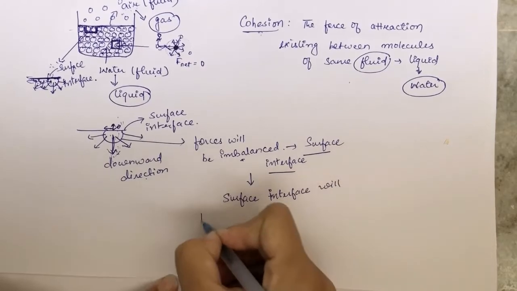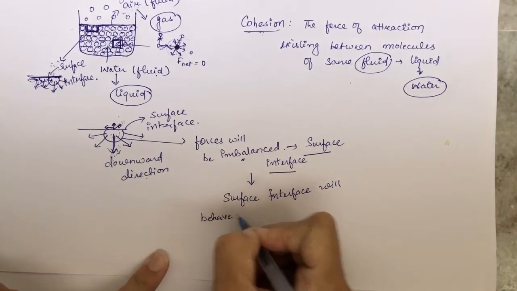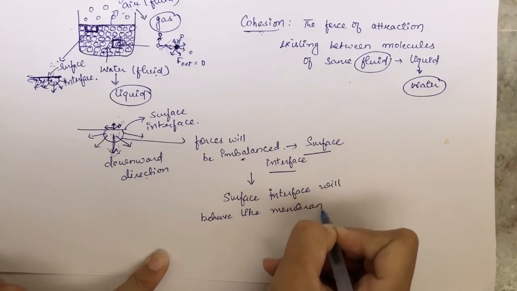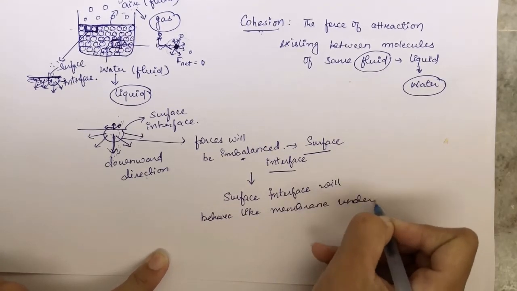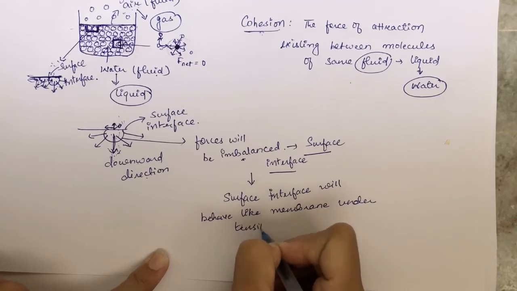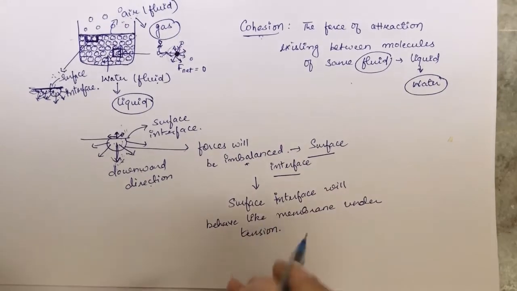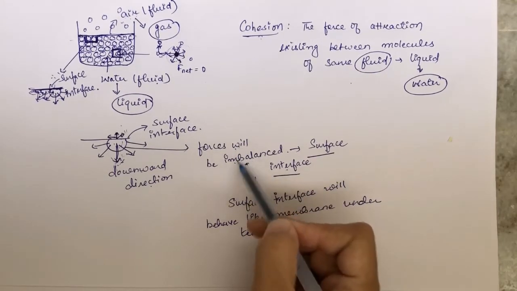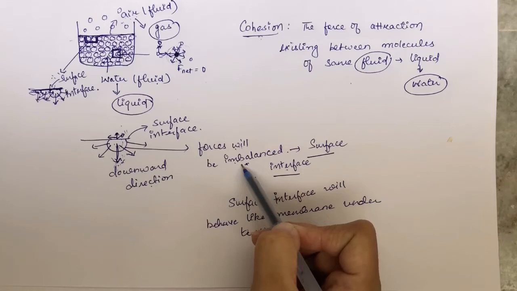will behave like a membrane under tension. It means what? That a tensile force will be generated at the surface interface because the forces are imbalanced. Okay, and this phenomenon is known as surface tension.